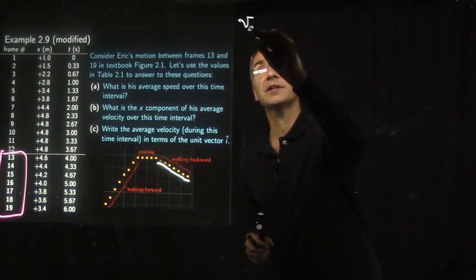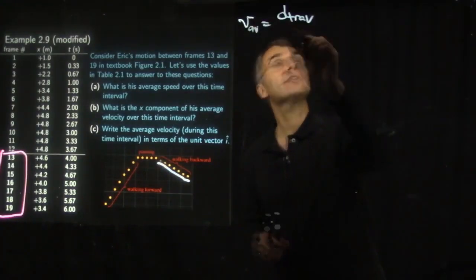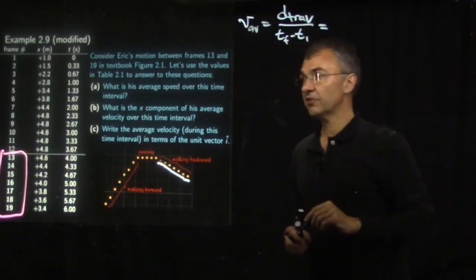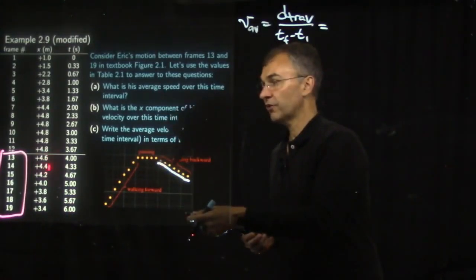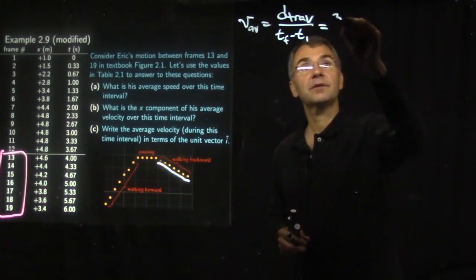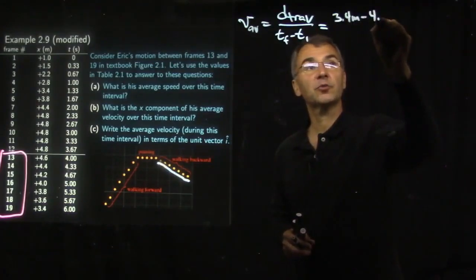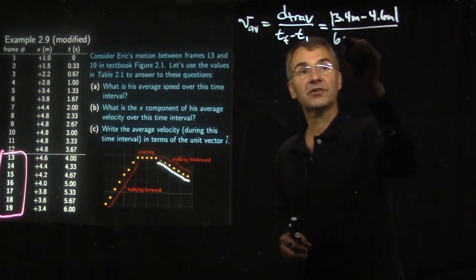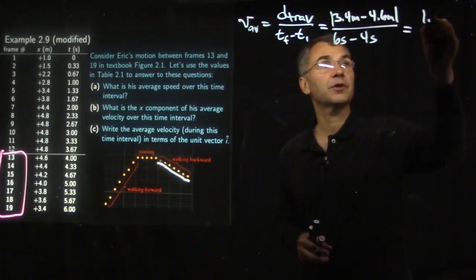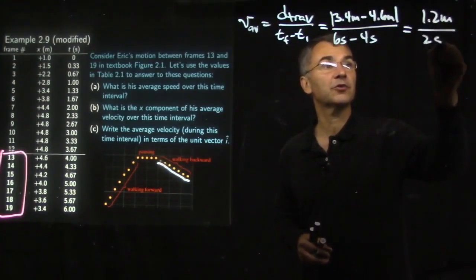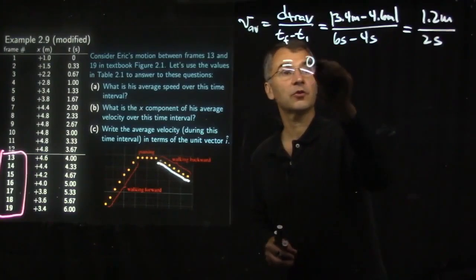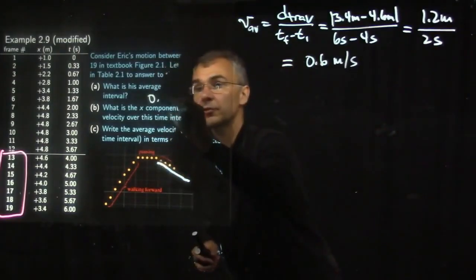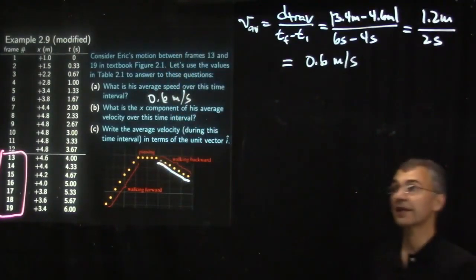So we have the average speed is the distance traveled divided by the time elapsed. That's t final minus t initial. So in this case, his distance traveled is between 4.6 meters and 3.4 meters. 3.4 meters minus 4.6 meters, the absolute value of that, divided by 6 seconds minus 4 seconds. 1.2 meters divided by 2 seconds, which is 0.6 meters per second. His average speed is 0.6 meters per second in that time interval.